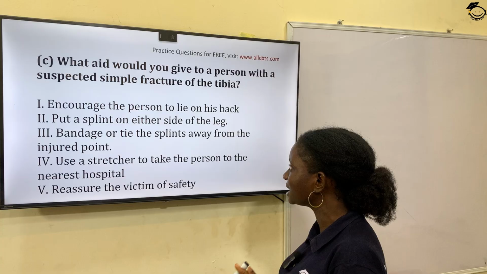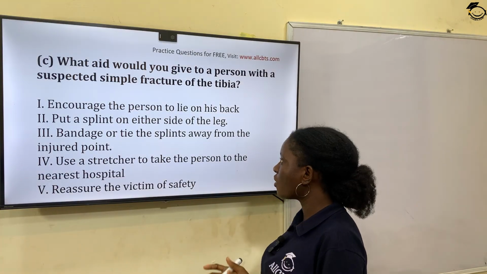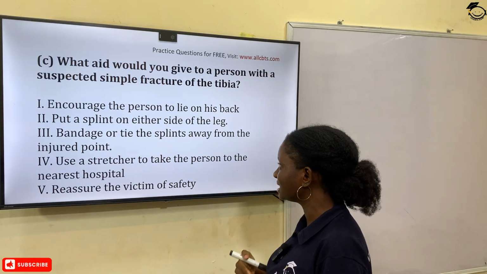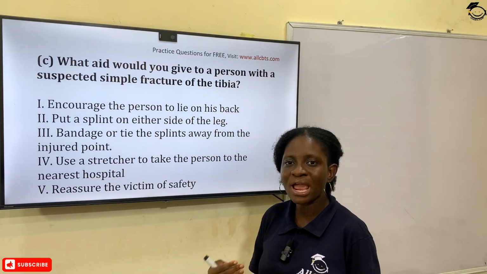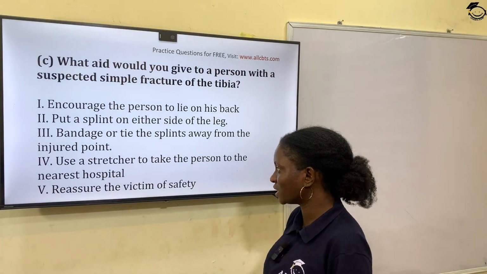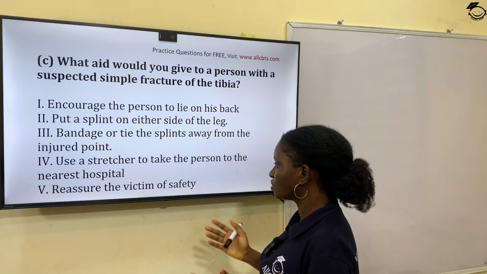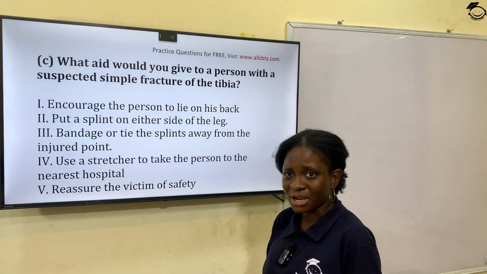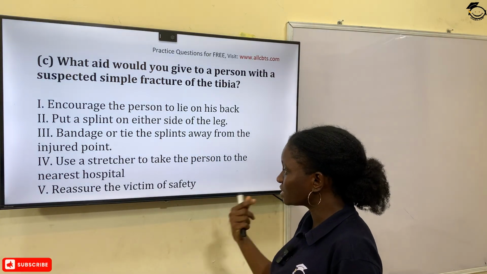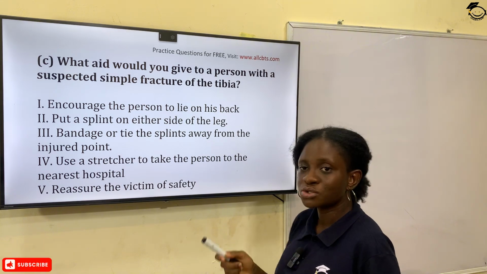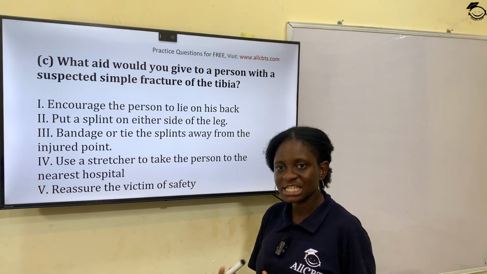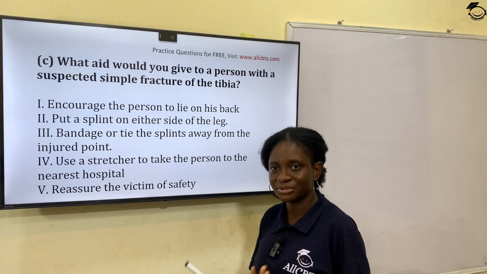So put a splint on either side of the leg. Three, you put a bandage or tie the splint away from the injured point. Then use a stretcher to take the person to the nearest hospital. You don't want to carry the person, as the person can sustain further injury from that. So use a stretcher to take the person to the nearest hospital and just reassure the victim of safety so that the victim can be relaxed.